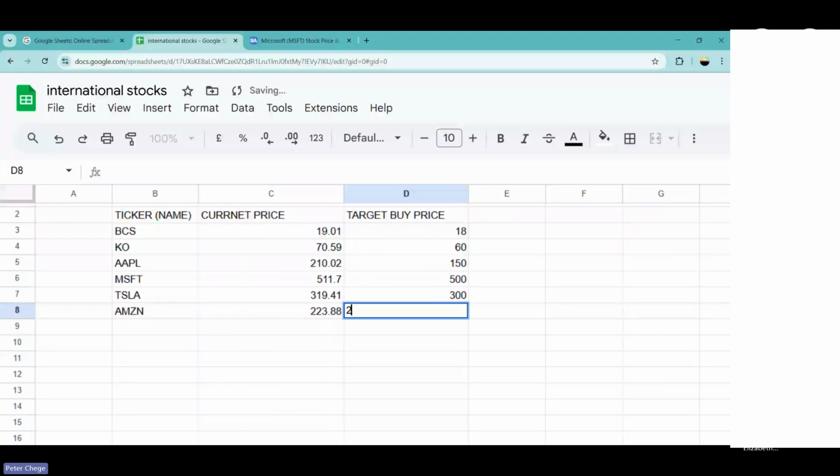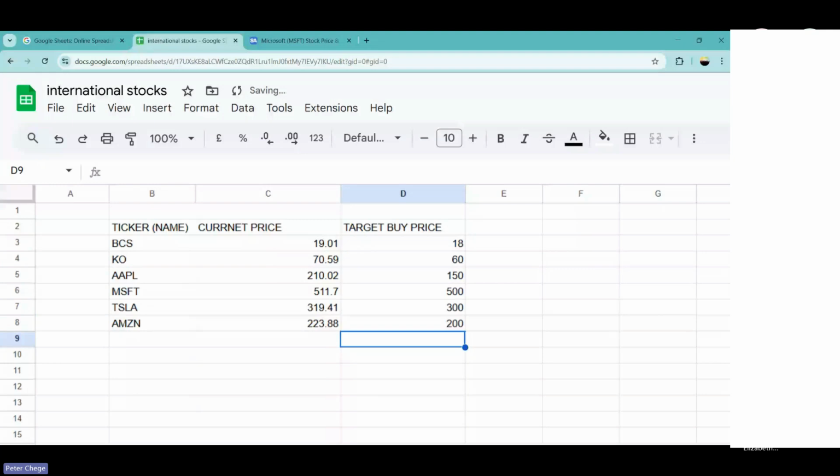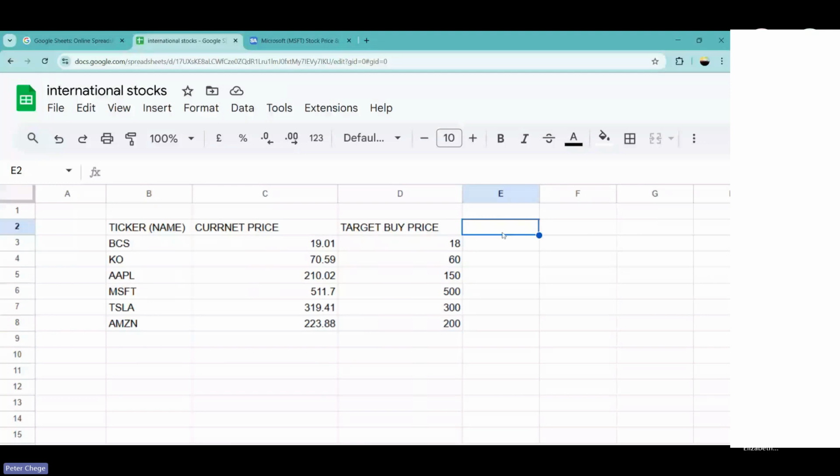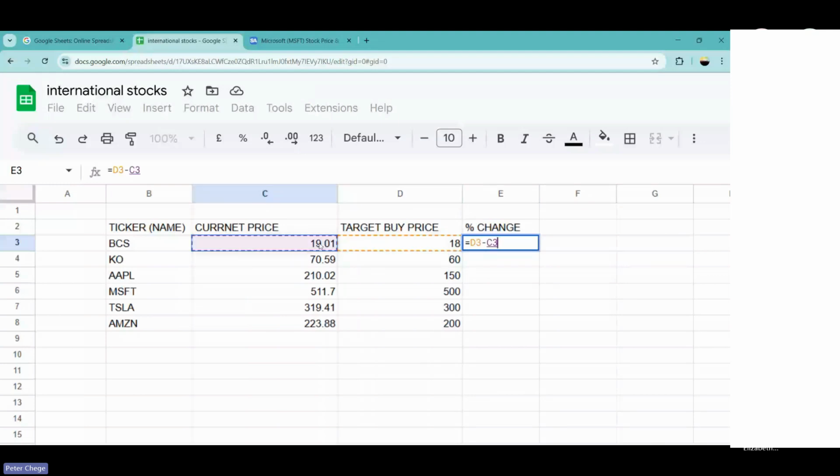Then I can just use a basic Excel formula. Maybe you can call these, I want to use layman language. I want to use it as a percentage. Let's call it percentage change so that it is clear. Here you just say this cell, that is my target price minus my current price, in brackets.